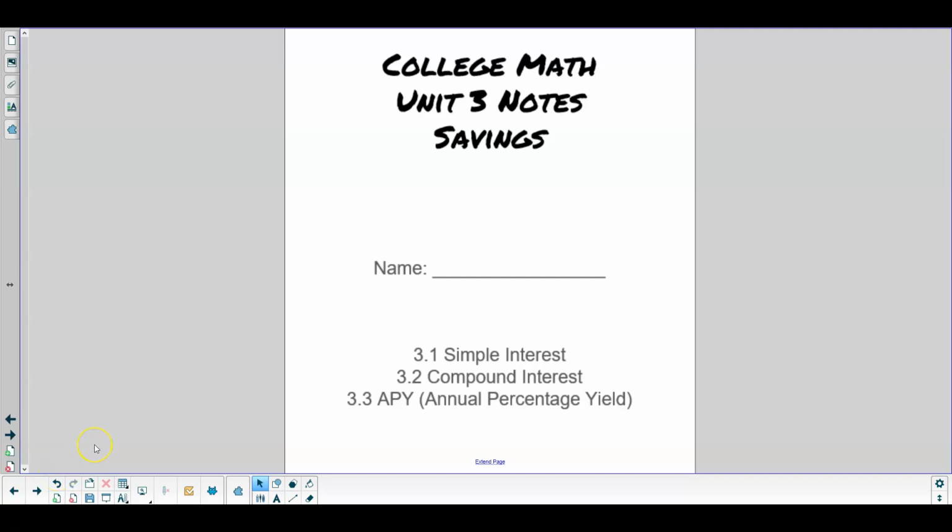Hello everybody, we're looking at Unit 3 notes. This is savings, and we're going to be taking a look at 3.1 simple interest.